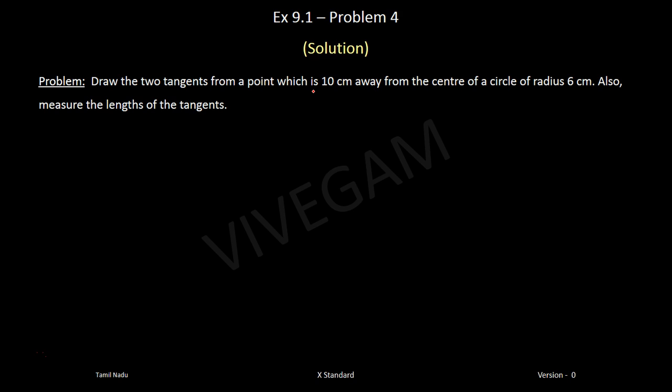So it's like the previous problem. Only thing is that they say the point is 10 cm away and the radius of the circle is 6 cm. And it's the same, you are supposed to measure the length of the tangents.